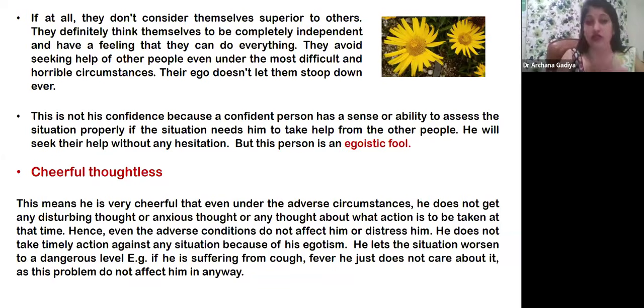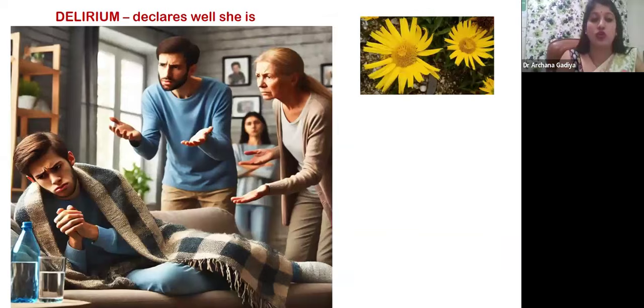Even in the case of cough, at the time of COVID, he was not able to get rid of that cough. Still, he was taking rest at home. He was not seeking any help. He just does not care about it, as he feels the problem is not going to affect him in any way. Delirium, well, he is. So it was a derailed state of Arnika. Delirium declares well, he is, she is. So the family members say, get up, take treatment, do something, but he is not ready.